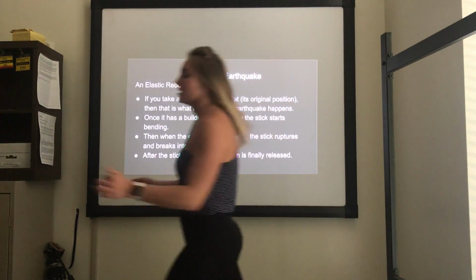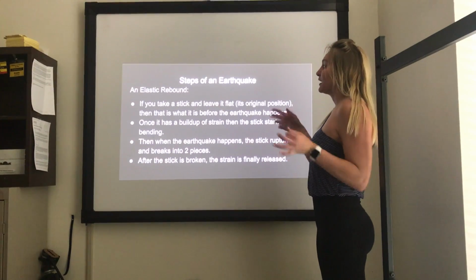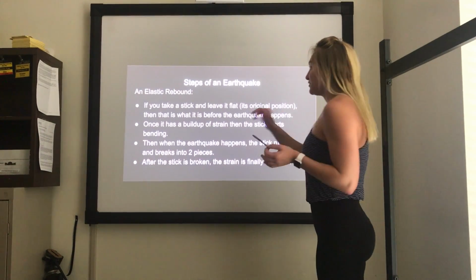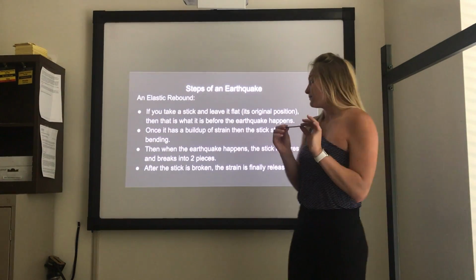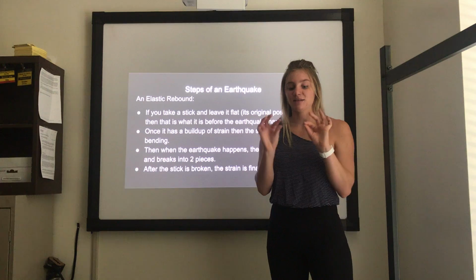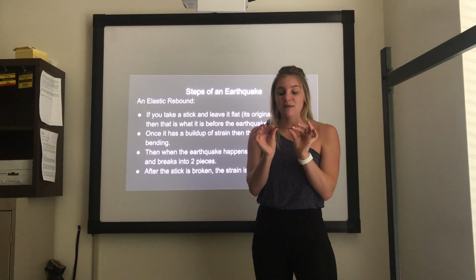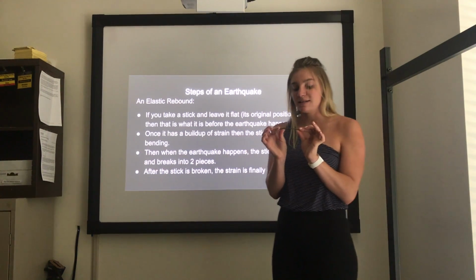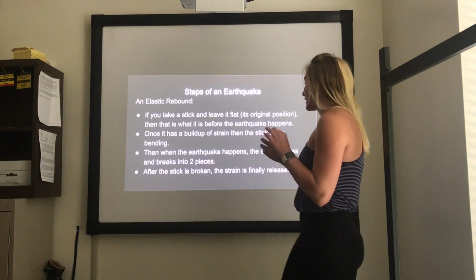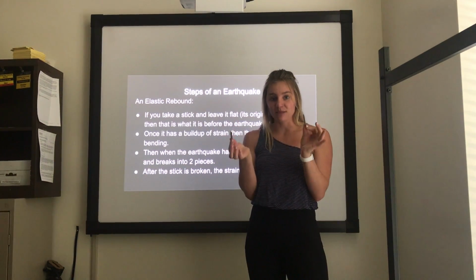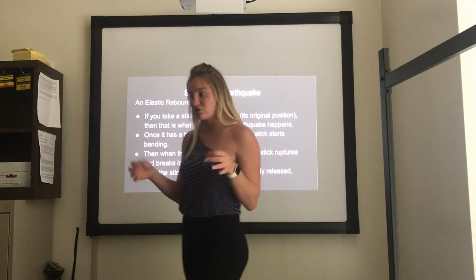So, some steps of an earthquake that actually happen, I'm going to use the stick as an example, as an elastic rebound. If you take a stick and leave it flat, that's its original position before the earthquake happened. So before the earthquake happens, everything's fine, it's stable, and then once there's a buildup of strain, the stick starts bending. And then when the earthquake happens, the stick ruptures and breaks into two pieces. After the stick is broken, the strain, all the energy, is finally released.